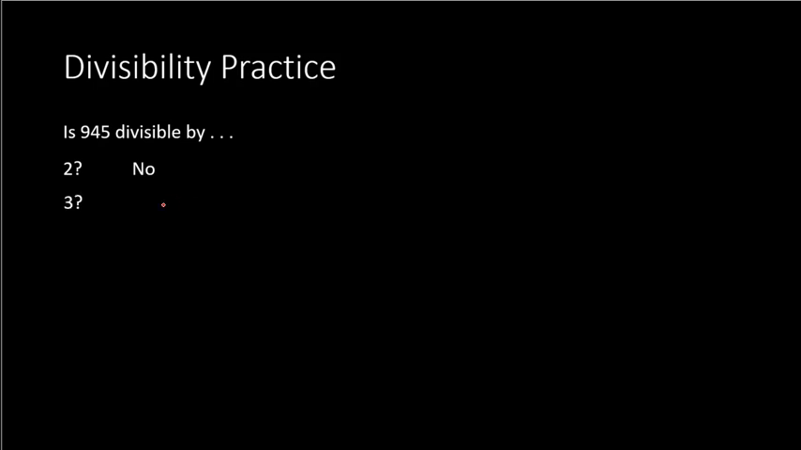Now, is it divisible by 3? Well, to figure that one out, remember we have to add up the digits, 9 plus 4 plus 5. That gives you 13 plus 5, which is 18. Can we divide 18 by 3? Well, yeah, 18 divided by 3 is 6. So because you can divide that by 3, that means the entire number is also divisible by 3.